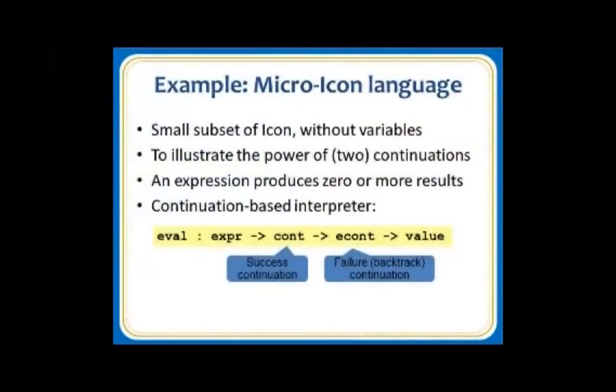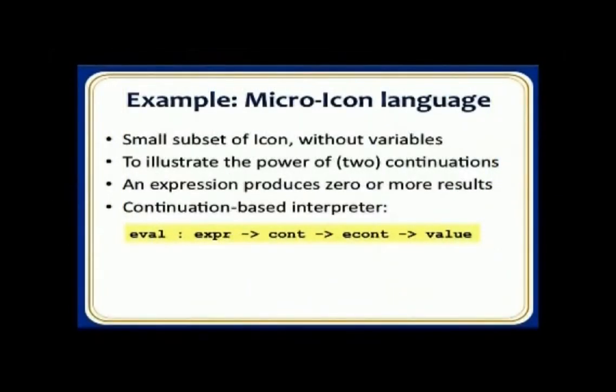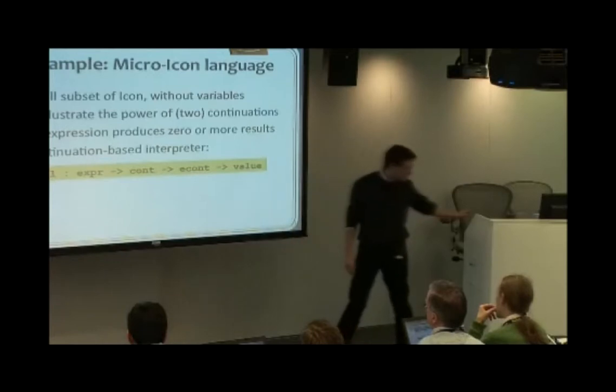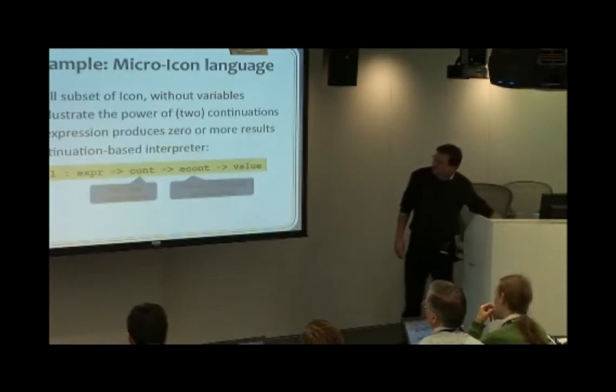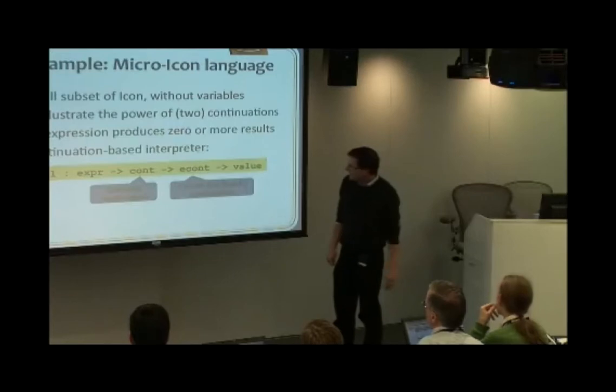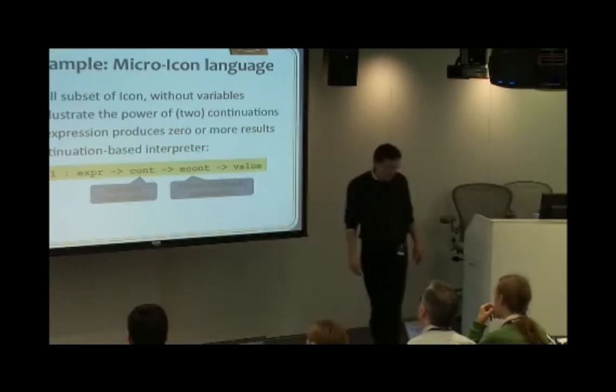Right. Another thing where functional languages really shine is in using functions as values. That's one of the other examples they see in the course: a subset of Icon. Icon is a language with backtracking where an expression can produce zero or more results. And the neat way to implement that is to use two continuations and have a continuation-based interpreter that takes an Icon expression, a success continuation and a failure continuation as arguments and produces a value.